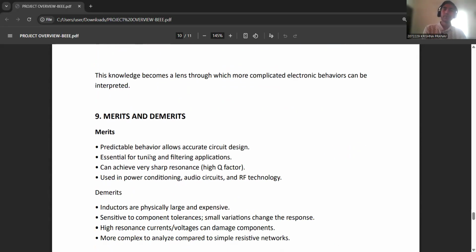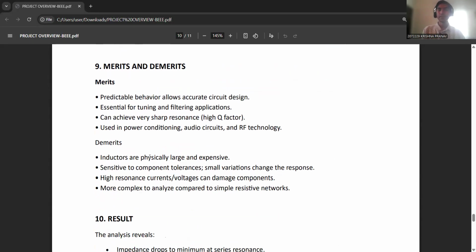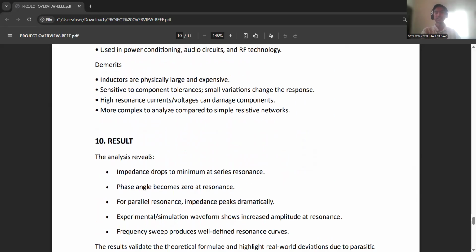Then merits and demerits. Merits: predictable behavior, essential for tuning, can achieve very sharp resonance, used in power conditioning, audio circuits, and RF technology. Demerits: inductors are physically large and expensive. Sensitive: at high resonance, circuit voltage can damage components. More complex to analyze compared to simple resistive networks.